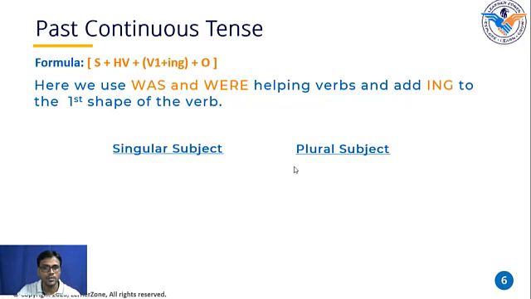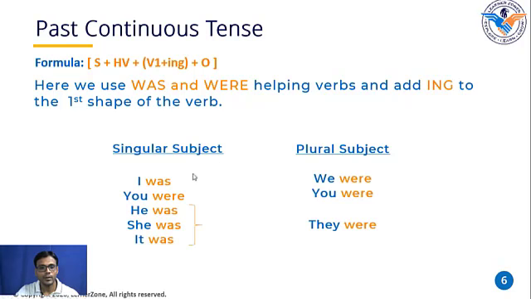Singular subject, plural subject. Where to use was, where we should use were. Okay? I was, we were. You were, you were. He was, she was, it was, they were. Okay? Just remember this table. You will not make any mistake anywhere. If you know this, then it's all about adding ing to the first shape of the verb. That's it. Okay? Let's see with some examples now.